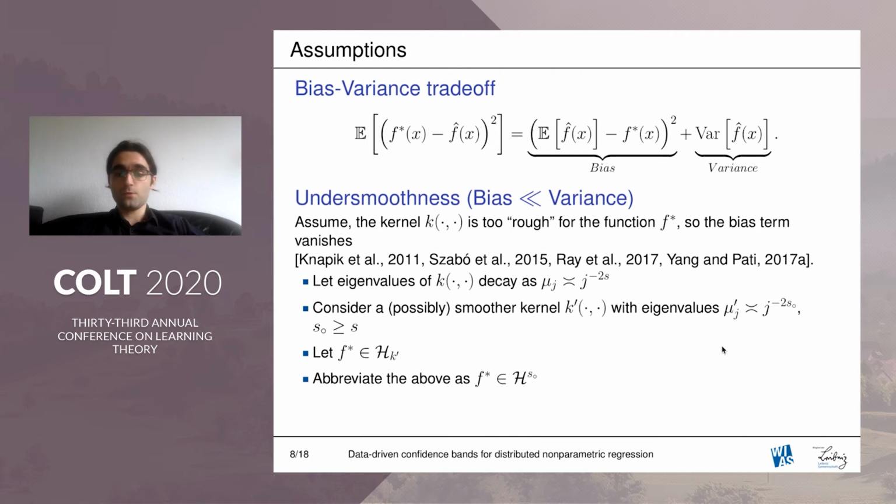If we strive for construction of confidence intervals, we have to go for variance term dominating the bias term. In order to get ourselves into this situation, we have to use the kernel, which is too rough for the function f star. So the bias term will vanish. A bit more formal, let there be the covariance function k, whose eigendecay is driven by s, and we use this covariance function for the kernel ridge regression. Then we consider a possibly smoother kernel k prime, whose eigendecay is driven by s naught, with s naught being not less than s. And let the true function f star be from the reproducing kernel Hilbert space induced by the kernel k prime. Abbreviate the above as f star belongs to H s naught.